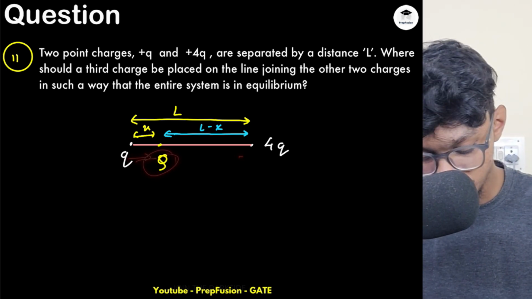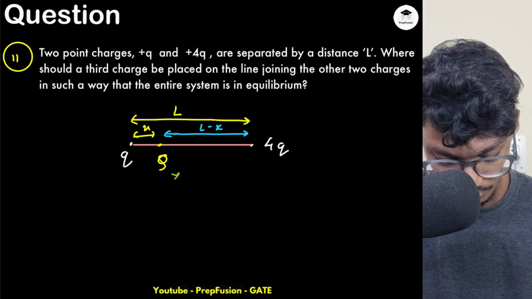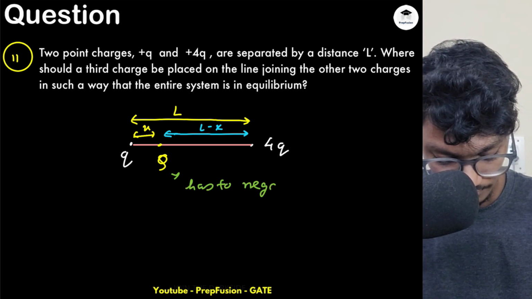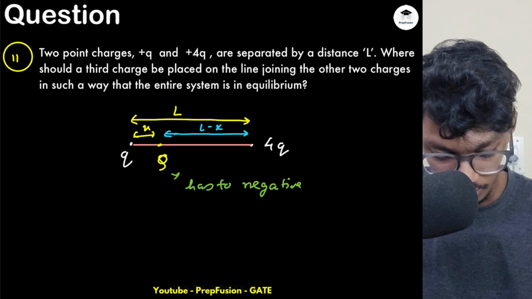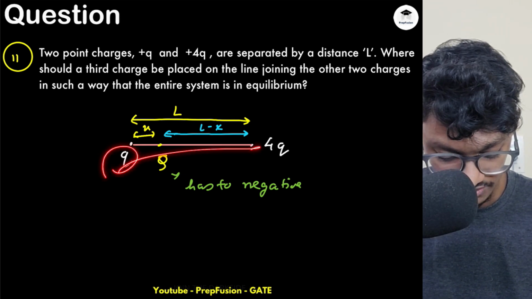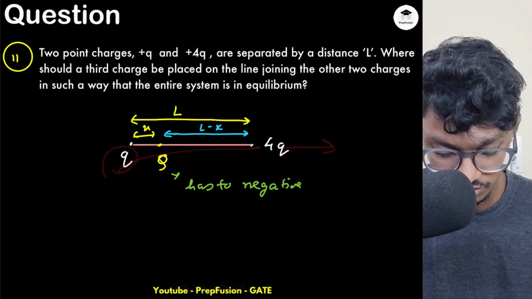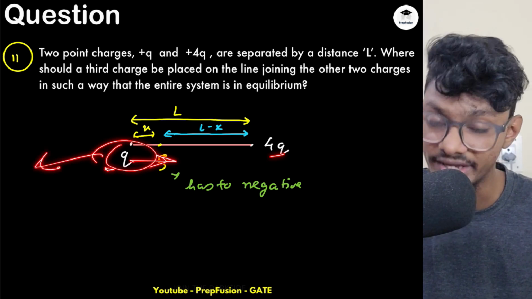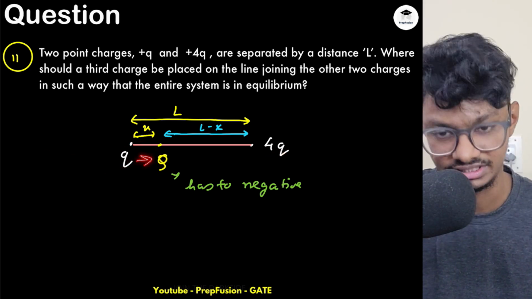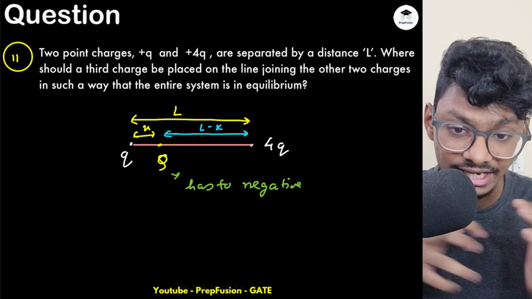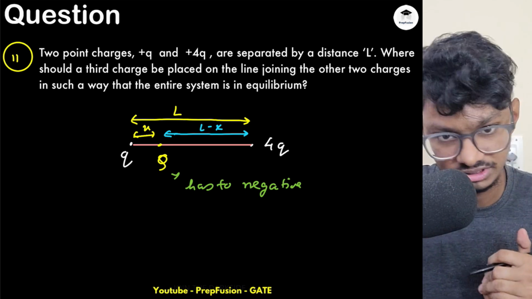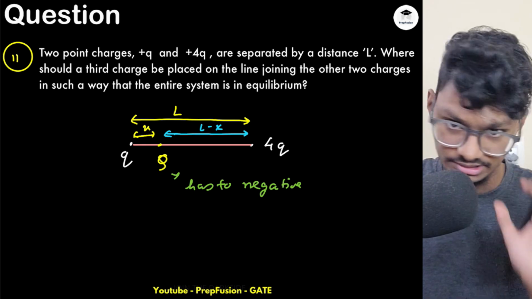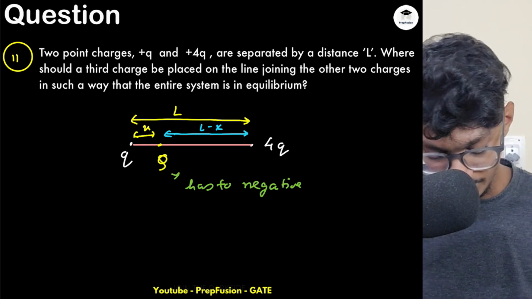So obviously Q has to be negative. This I have established. Why? Because the force due to plus Q on this 4Q will be on the right hand side, and the force due to plus 4Q on this Q will be on the left hand side. But I need to make it 0, so obviously it needs some attraction. So this Q has to be negative so that it can attract, or Q has to be of the opposite side, right? Q has to be negative. So this much I have established.